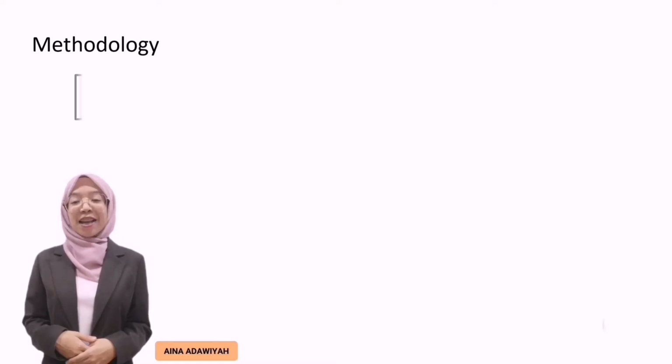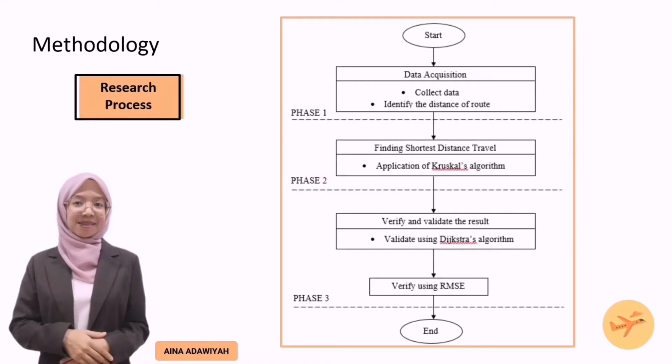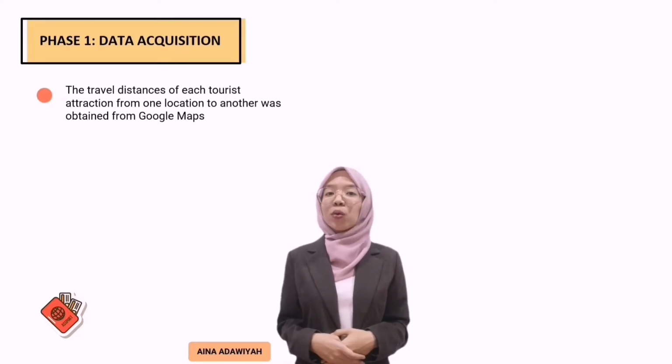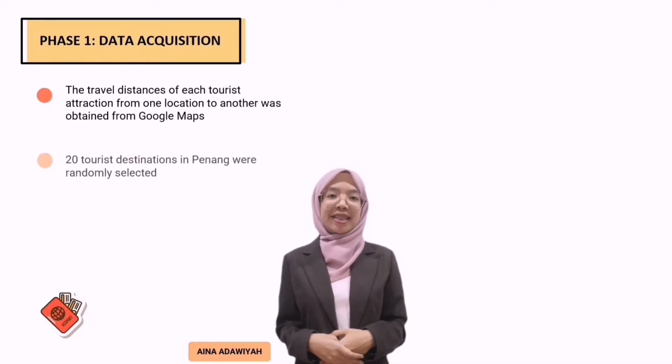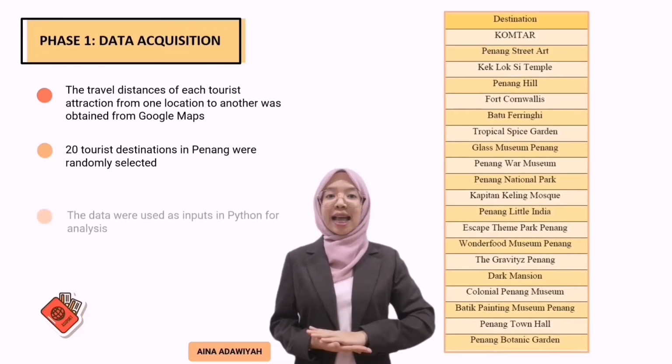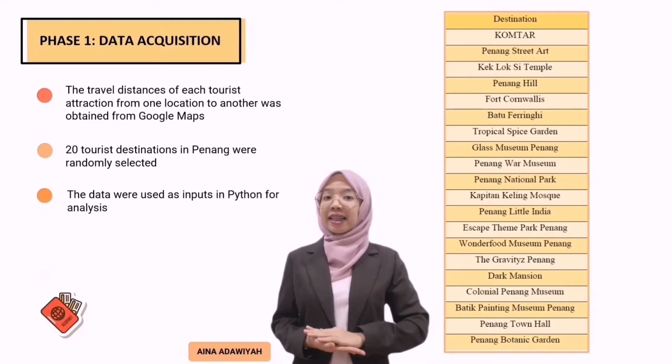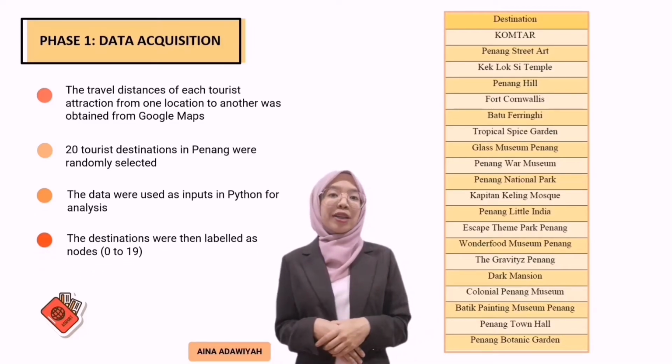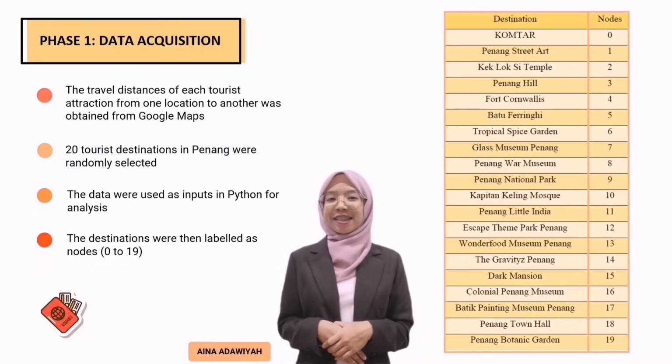Next, methodology. There are three main phases involved in this study. First, data acquisition. The data for the travel distance of each tourist attraction was obtained from Google Maps. There were 20 tourist destinations in Penang that were randomly selected, as in this table. These data were used as inputs in Python for analysis. The destinations were then labeled as 0 to 19 for the implementation.